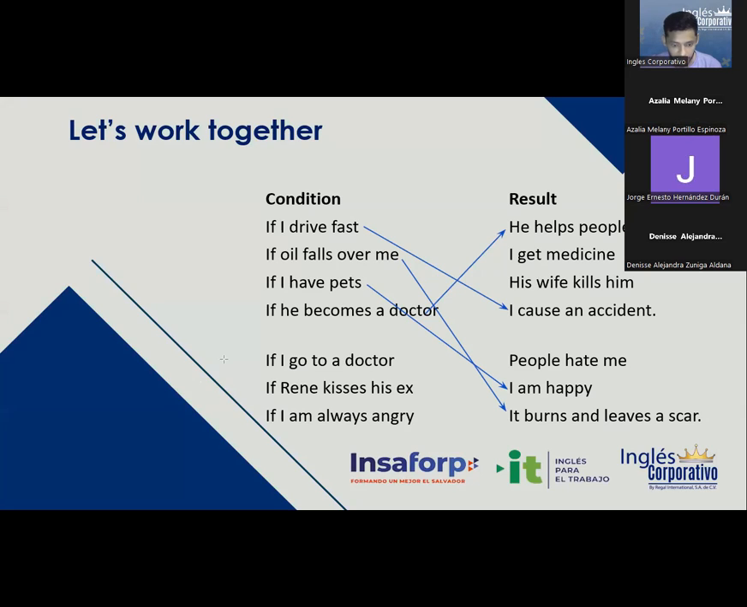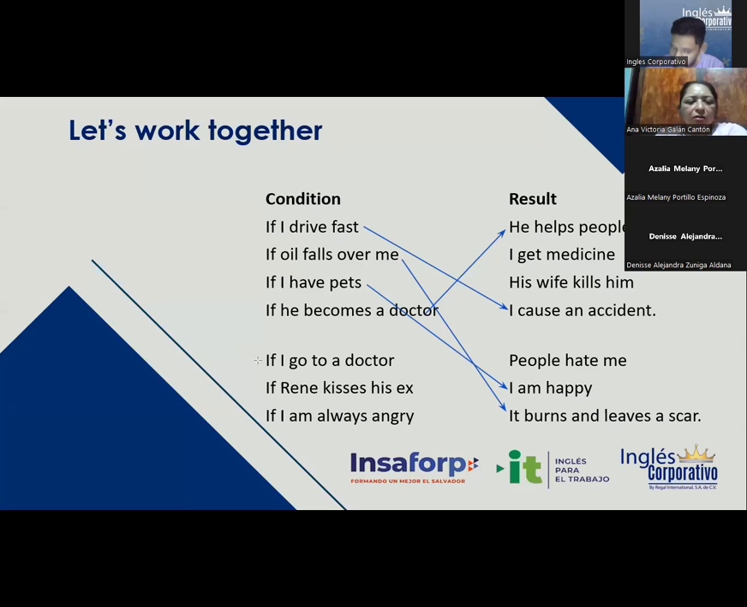Ana, if I go to a doctor, I get medicine. Okay, yes. If I go to a doctor, I get medicine. Si voy a un doctor, consigo medicina. Thank you. Sigamos. Let's continue.